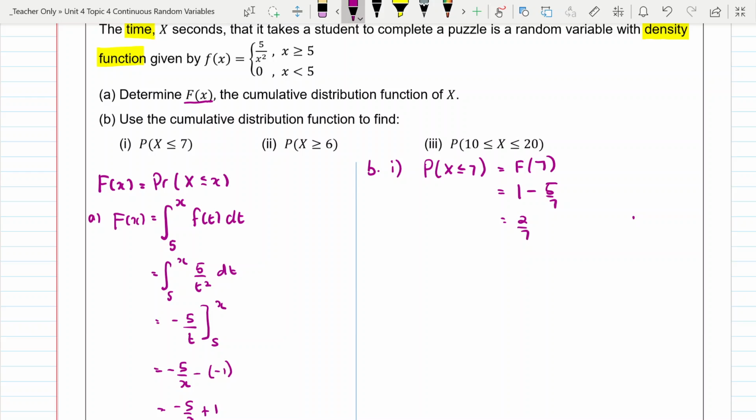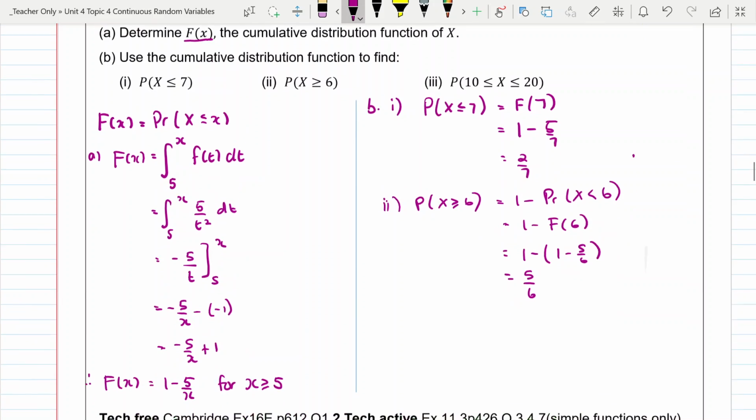Okay, it gets a little bit trickier when we're finding a probability greater than, but remember we have got our complementary function there. So our probability of x being greater than or equal to 6 is actually going to be 1 minus our probability of x being less than 6. Okay, so that's going to be 1 minus F of 6. Remember, in terms of continuous random variables, less than or equal to, less than, same thing, because we don't have an exact value for them. So that's going to be 1 minus 5 over 6, and that will be 5 over 6.